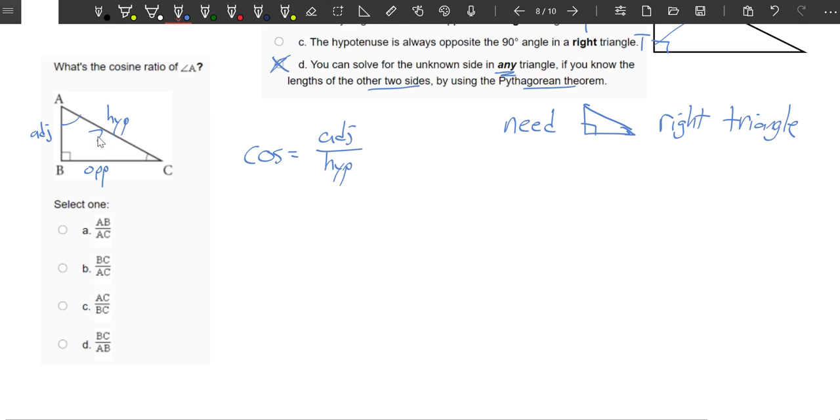Hypotenuse is always opposite that right angle. So in this case, the adjacent side is side AB. And the hypotenuse is side AC. So we pick AB over AC, gotta be U. That was quick.